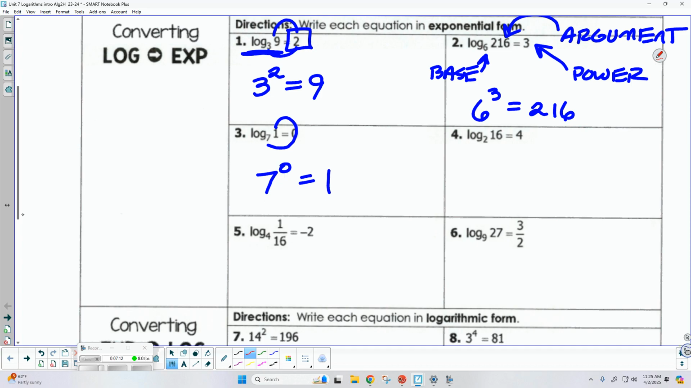Okay. Number 4, how would I read that? Log base 2 of 16 equals 4. Bobby, can you tell me the equivalent exponential? There you go. You just kind of curve your way through the log notation. That's all there is to it. Okay. Let's try number 5. How do I say that? Log base 4. There we go. Jackson, what would that exponential be?